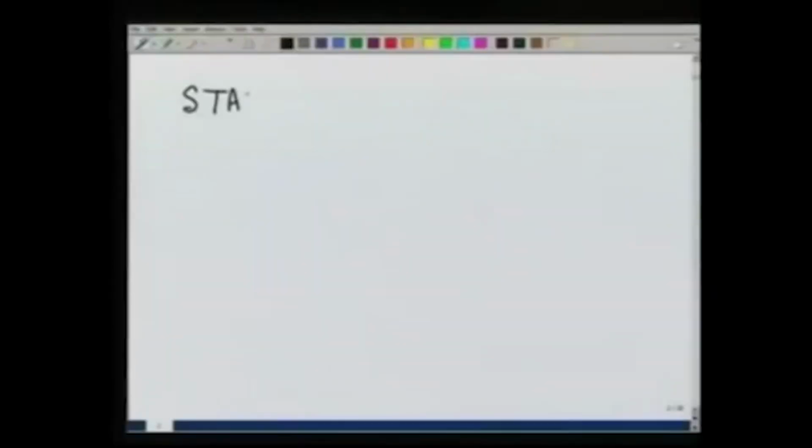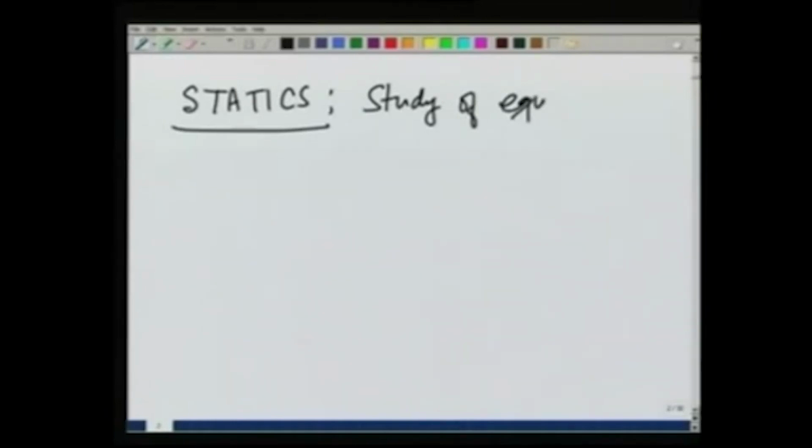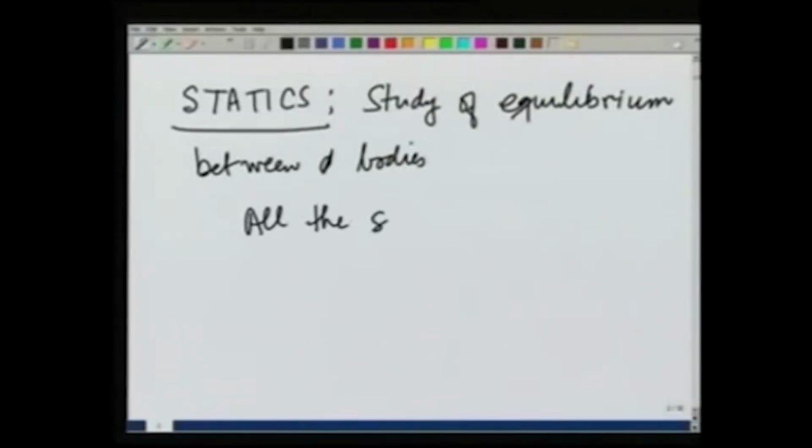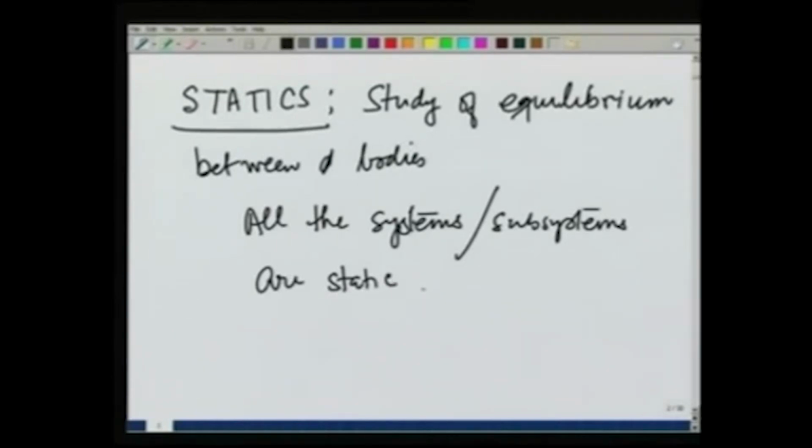So, statics: the study of equilibrium between bodies. When we say equilibrium, in general it means that there is no acceleration on any part of the system. In statics, we will specifically be concerned with when all the systems or subsystems are not only not accelerating, but are static. That is, they are not moving.